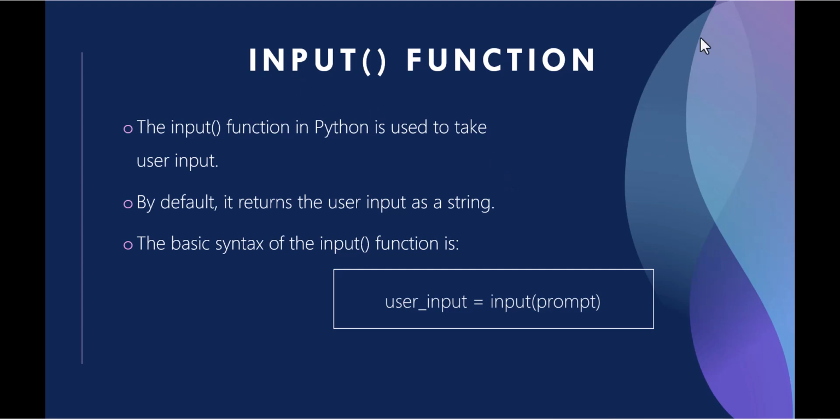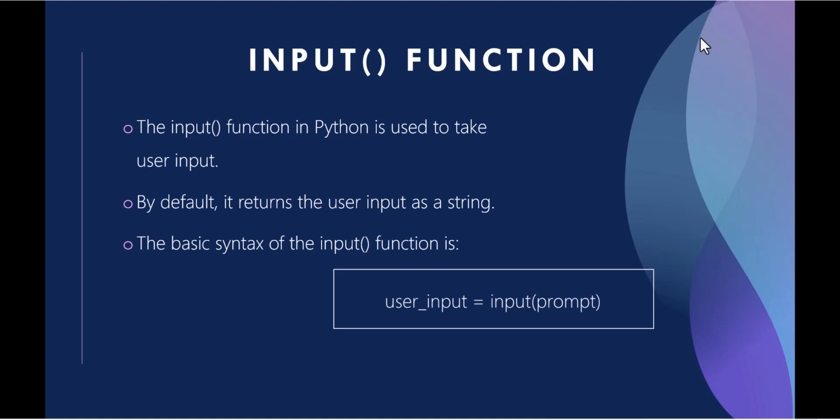The input function in Python is used to take user input. For example, if we want to ask the user to enter some value like name, place, or age, anything, we can use the input function and allow the user to enter some value. By default, it returns the user input as a string. Even though the user is entering some number like age or salary, that number is also taken as a string by default from the input function. The basic syntax of the input function is user_input equals input(prompt).